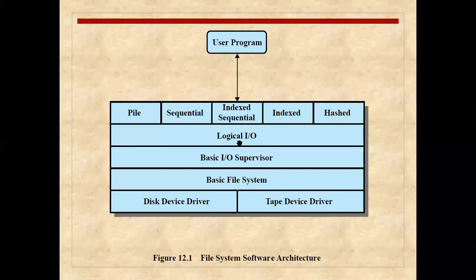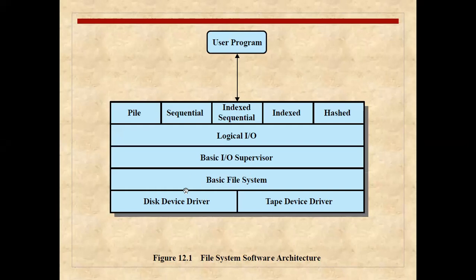Then logical input output, which means you are requesting some input output operation here. Then the basic IO supervisor will be there, which handles the input output devices. Suppose there is a single printer and more than one process requires that printer at a time. So some supervising technique will be there to maintain all those kinds of issues.